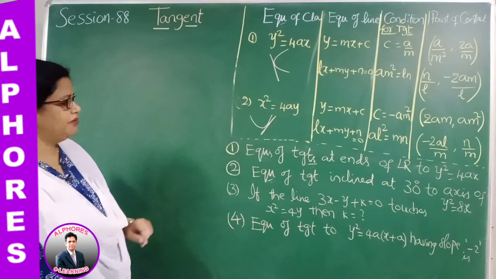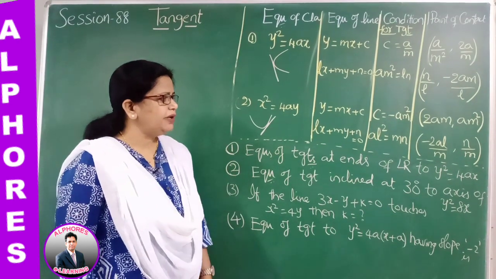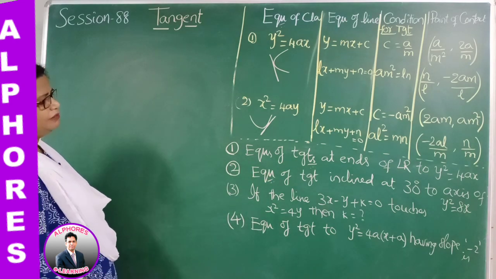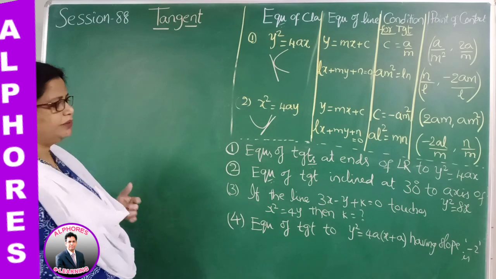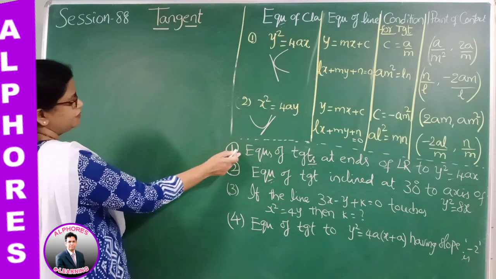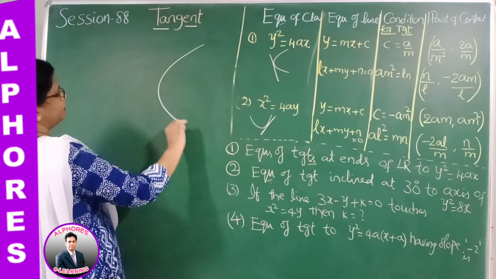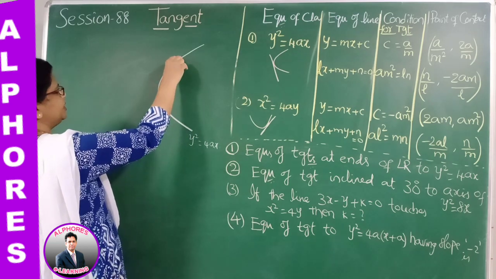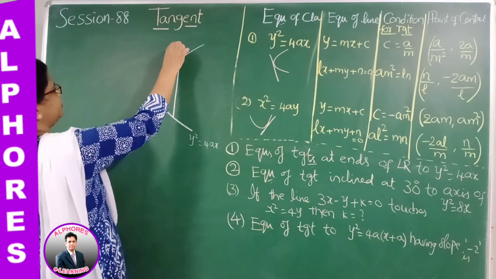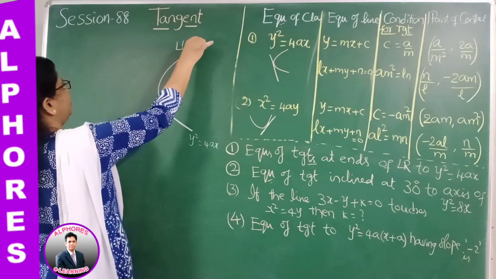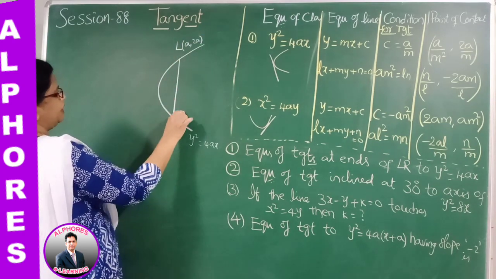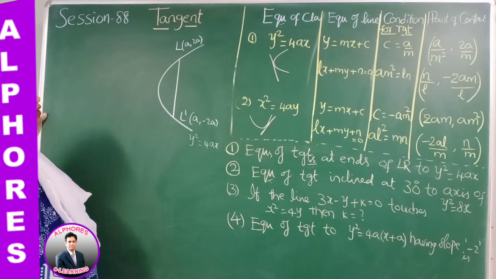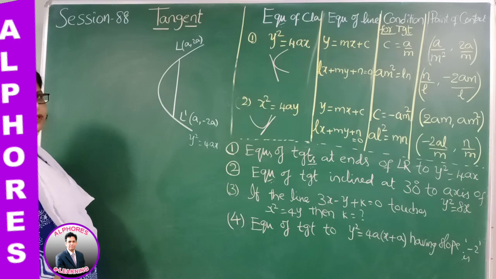Now the first one is the equations of tangents at the ends of the latus rectum to the parabola y square is 4ax. Okay. Now we will have a lot of interest. What about the tangent at the ends of the latus rectum? Suppose let us take the standard form y square equal to 4ax, and this is our standard form. Suppose this is the latus rectum LL dash. So this is a comma 2a and this is L dash, a comma minus 2a. So these are the ends of the latus rectum.